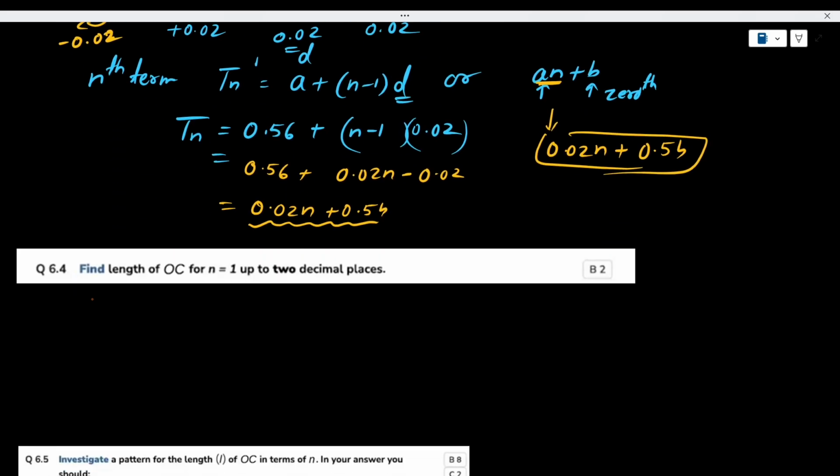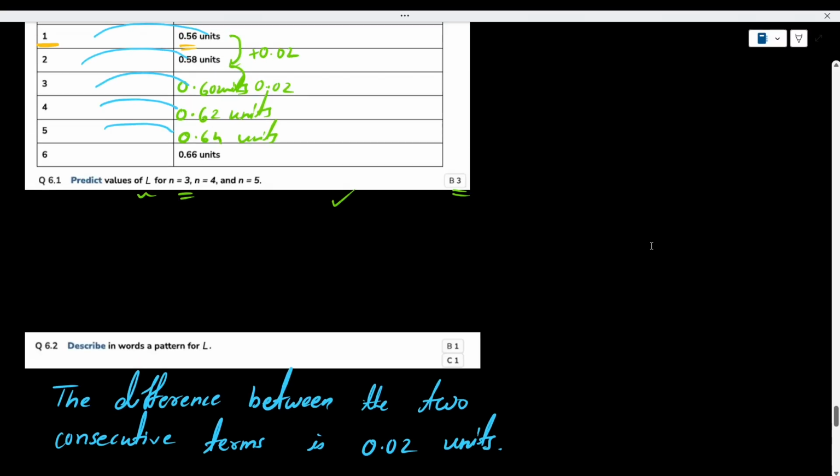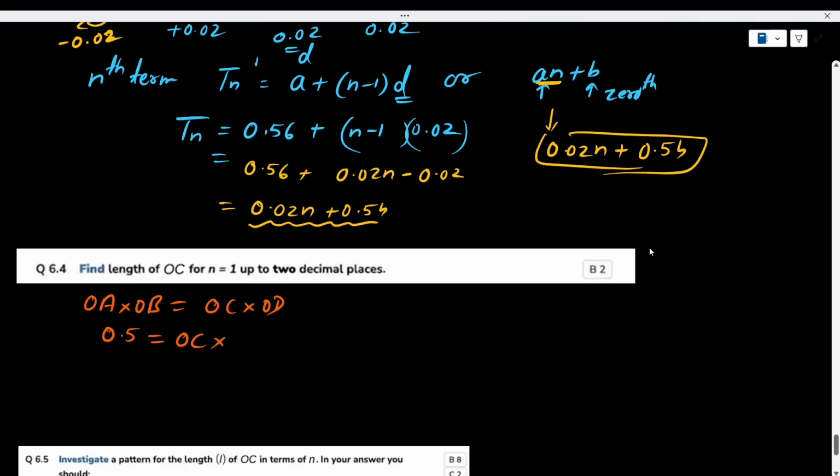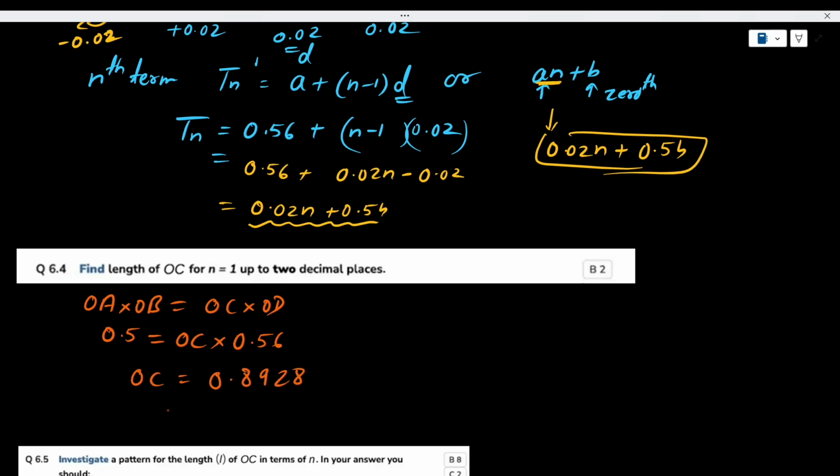So OA times OB equals OC times OD. Now OA times OB is 0.5, which equals OC, whose length is not known, times the OD length for the first stage, which is 0.56 from the table. So OC length equals 0.5 divided by 0.56. If you do it, you get 0.8928, and to two decimal places, you take the approximate value as 0.89 units.